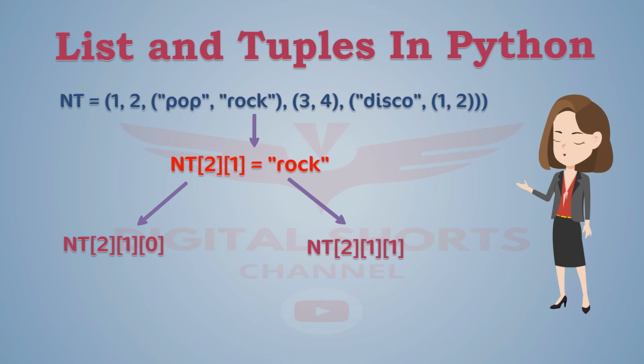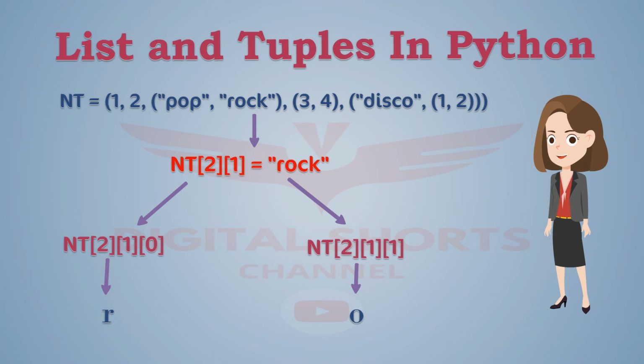We can access different characters in the string or various elements in the second tuple contained in the first.